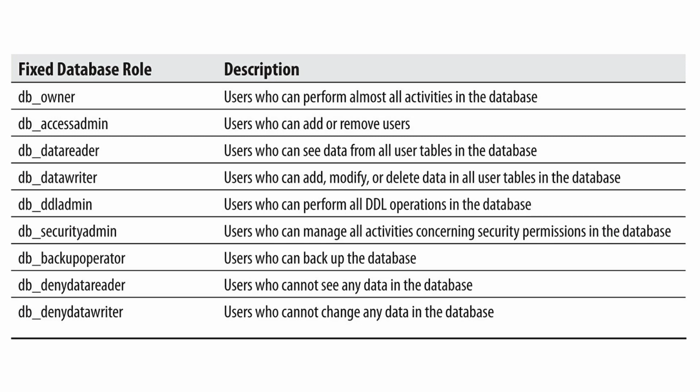Then there's security, who can assign security permissions, and backups. The last two are actually not permissions, they are negative permissions. If you click those, the first one, deny data reader, means the user cannot see anything, and db deny data writer means the user cannot change any data in the database. So these are the database roles.